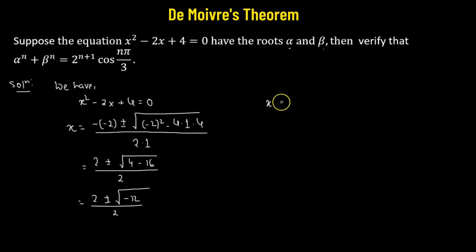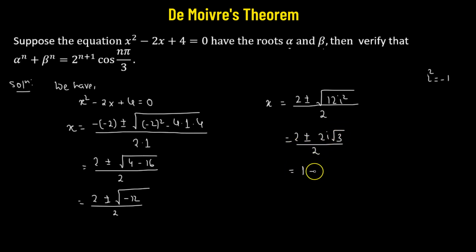Now we know that i squared, or iota squared, equals negative 1, so we'll have 2 plus or minus the square root of 12 iota squared, divided by 2, which gives us 2 plus or minus 2 times i multiplied by the square root of 3, all divided by 2. Or simply, dividing both terms in the numerator by 2, we have 1 plus or minus iota times the square root of 3. So we have obtained two roots. Let alpha be 1 plus iota times the square root of 3, and let beta be 1 minus iota times the square root of 3.